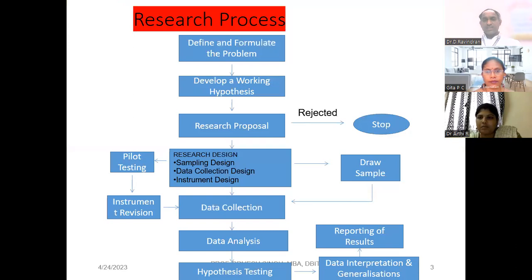So this is research, and if you're doing a PhD or if you're writing an article, you might know the process. So this is the entire structure of our research process, even if it is a thesis or an article writing. So the first thing starts with defining and formulating the problem.